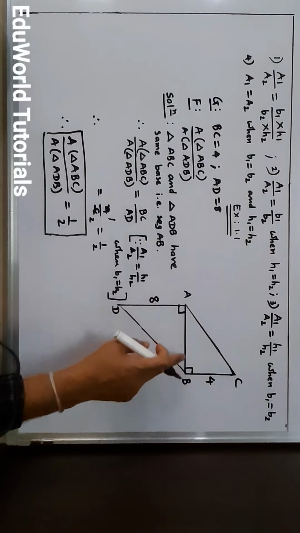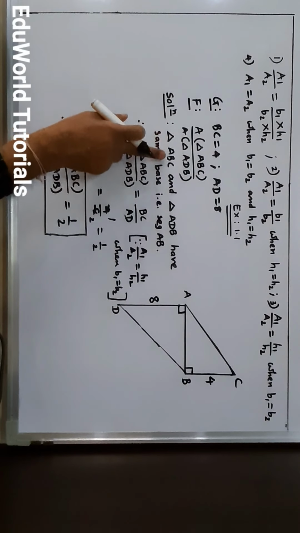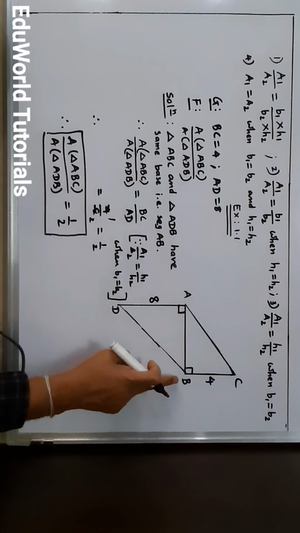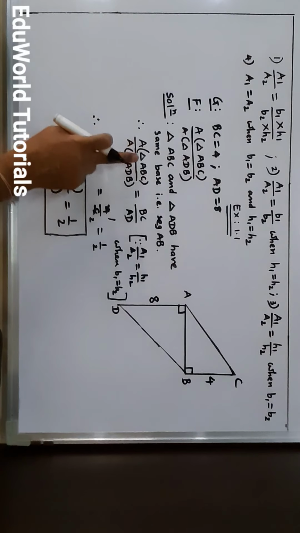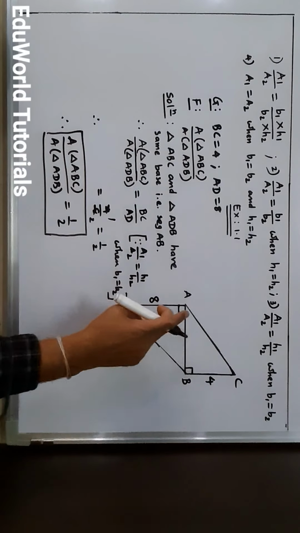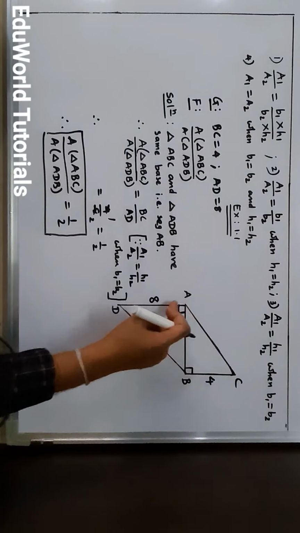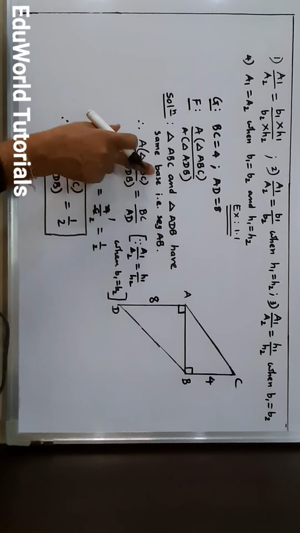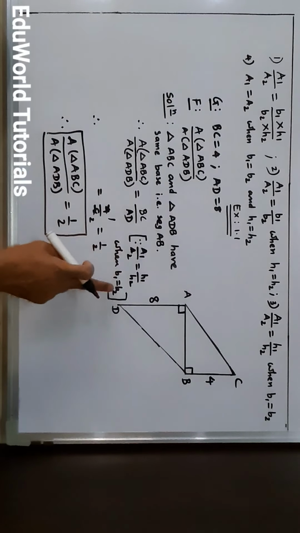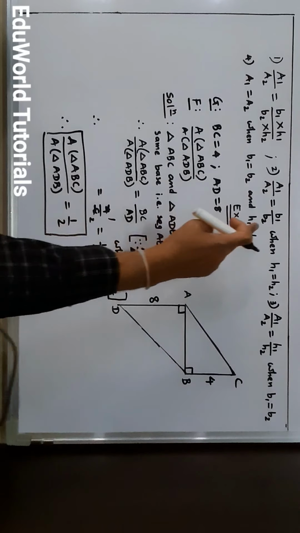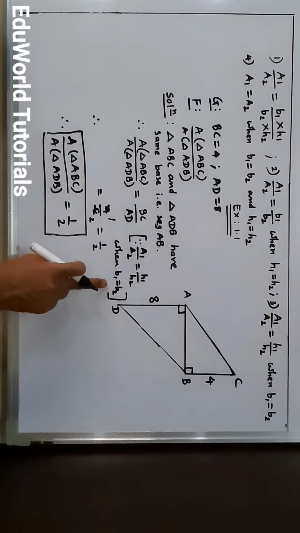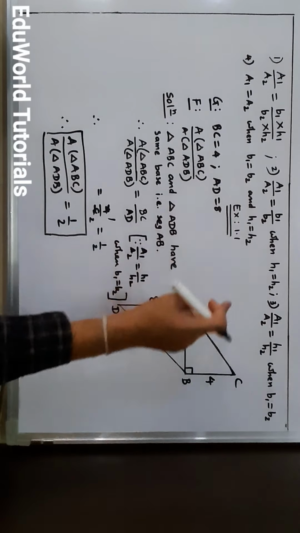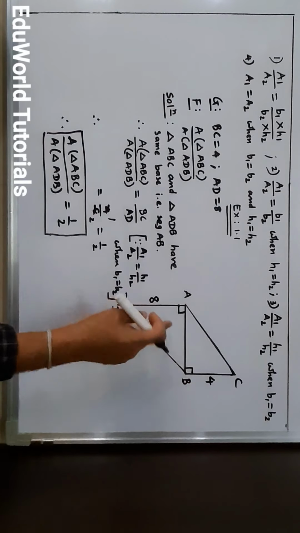See how to write it. If AB is the height, then how will you write? Triangle ABC and triangle ADB have same height, that is segment AB. Therefore, area triangle ABC upon area triangle ADB is equal to BC upon AD. This will remain same, only base will be turned into height. So same it is, but the reason will be changing. A1 upon A2 is equal to B1 upon B2 when H1 is equal to H2. Then rest of the thing is same. That means second or third, both these properties are applicable for solving this sum.